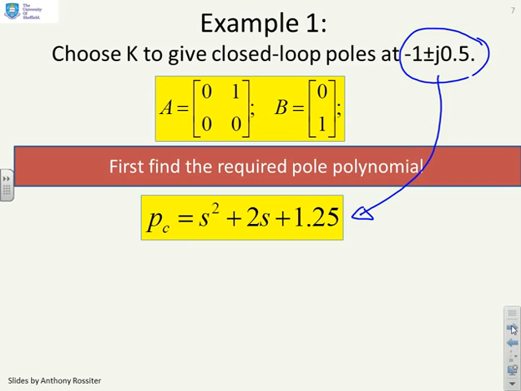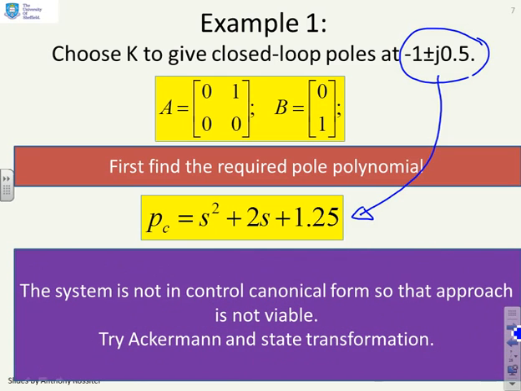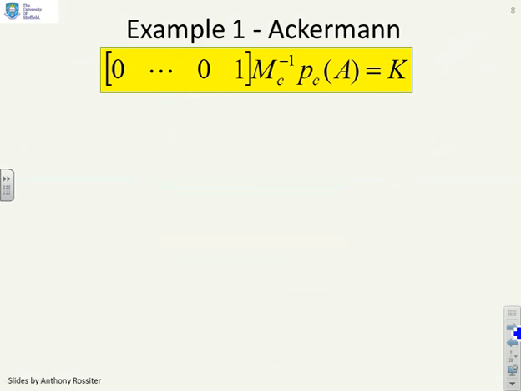So now which methods are we going to try? Here's a key point. The system is not in control canonical form. And that's important. Because the system is not in control canonical form, I cannot use that approach. So all I can try is Ackermann's approach or the state transformation approach.